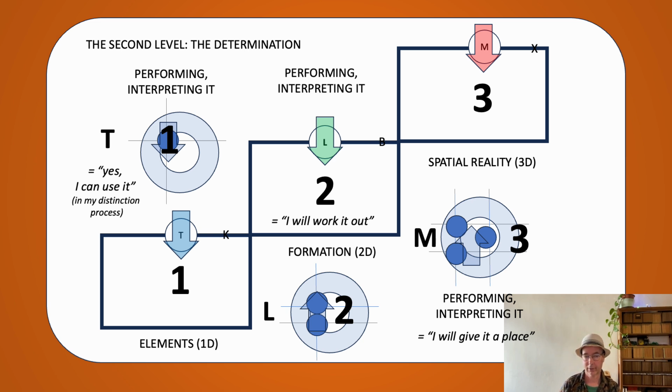On the next level, the level of the second dimension, the formation process, I say, okay, I will perform it indeed, and I will interpret it, and in a way I will also work it out further. And in the third level, of course, I will give it a context. I will give it a place where it can be. It deserves its place. It works in a certain place. I know where it is.